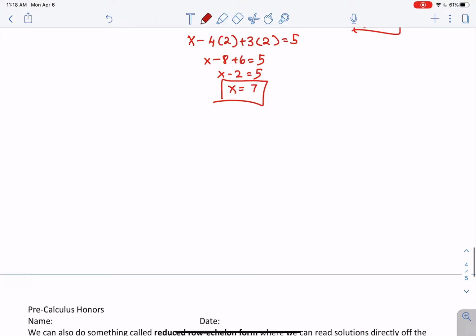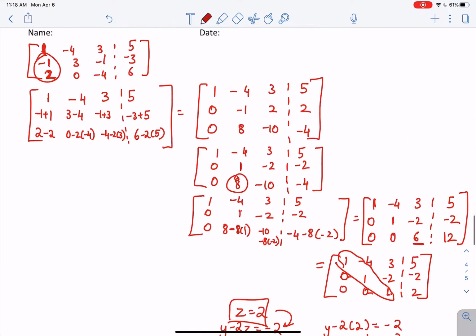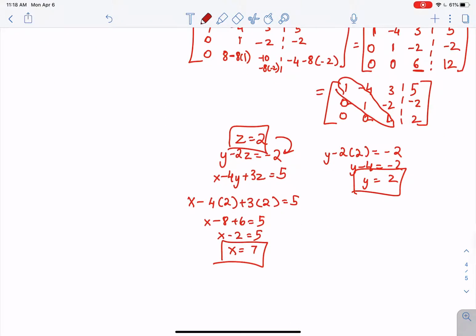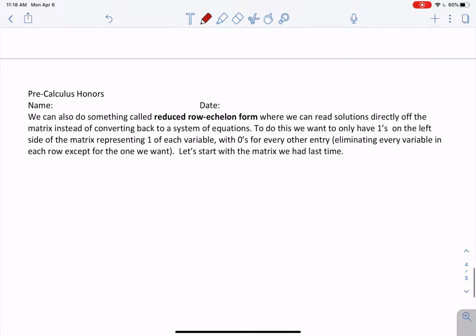What that means is, see in this problem, we did all this work with the matrices, and then we had to convert it back into equations to solve it. Reduced row echelon form means that we're not even going to have to convert it back into an equation to solve it. We're going to do a little bit more with the matrices to just be able to directly read off the solutions. What we want here is we want a matrix that's going to be 1, 0, 0, right?